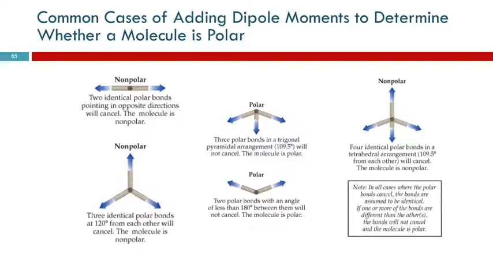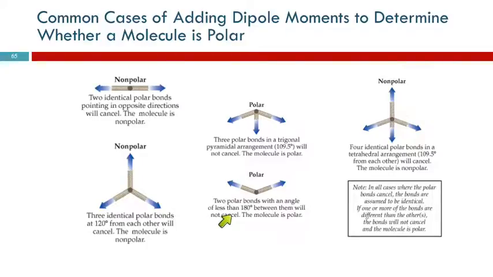So you need to be able to predict whether simple molecules are polar or nonpolar. There's different ways to do that. One way is by understanding a table like this. Here, if you have two identical polar bonds in opposite directions, it's going to be nonpolar. If you have three identical polar bonds in opposite directions, it's also going to be nonpolar. If you have three polar bonds with a trigonal pyramid, it's polar.